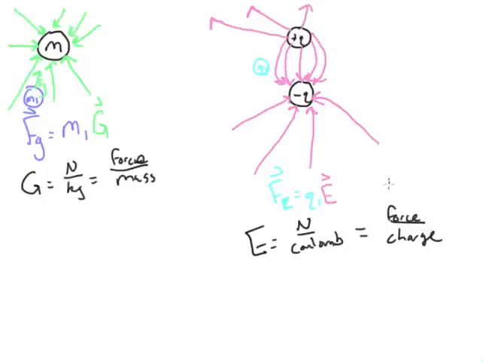Electric fields can be attractive or repulsive. In this case, the positive charge and the negative charge are attracting each other, whereas if these were two positive charges, they would be repelling each other. So likes repel, opposites attract.